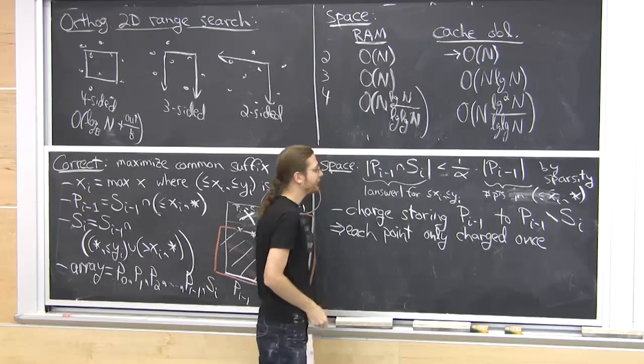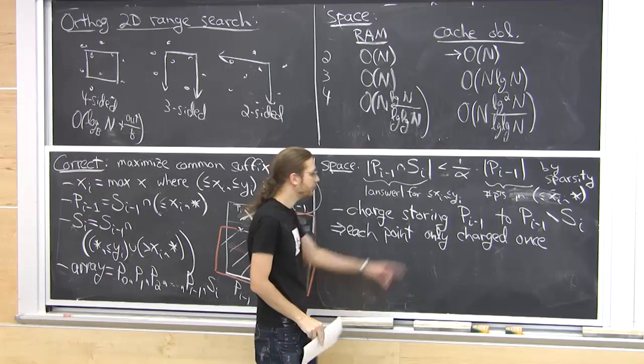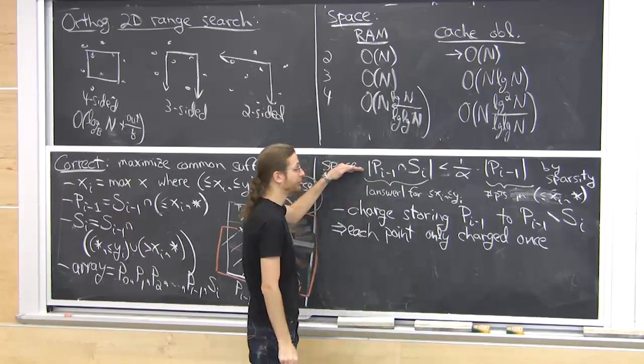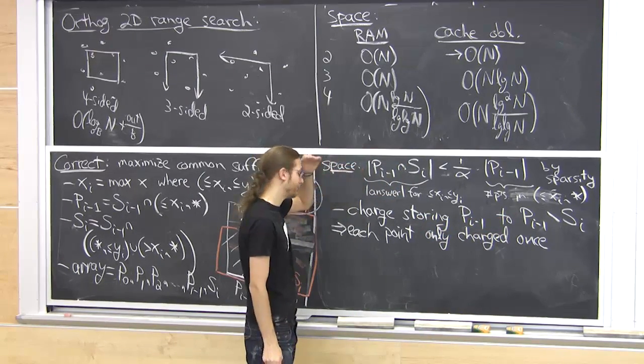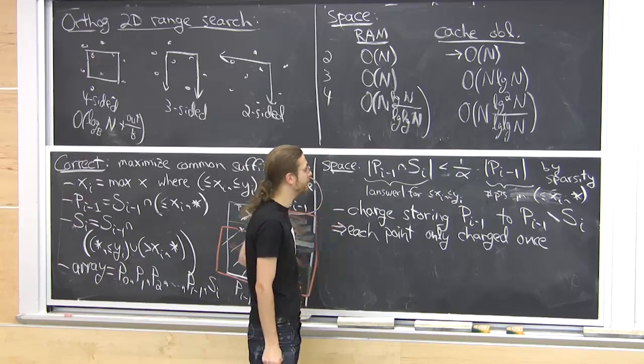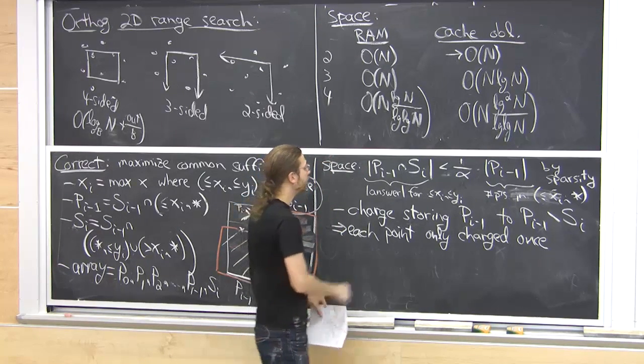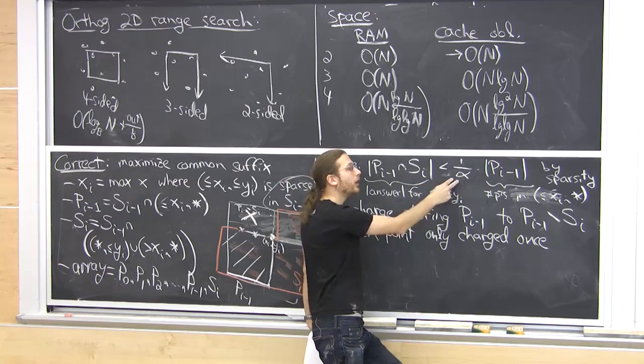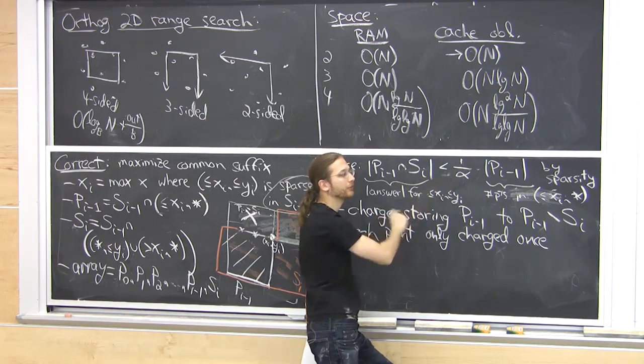Okay, how much does it get charged? How do these things relate to each other in size? That's where we use this thing. It gets confusing to think about intersection versus difference. But the point is, we look at the pi minus 1s that are in Si. That's a small fraction. Think of alpha as 100.